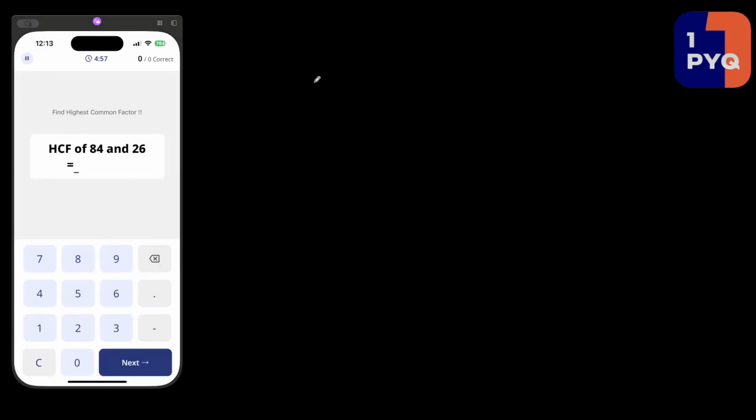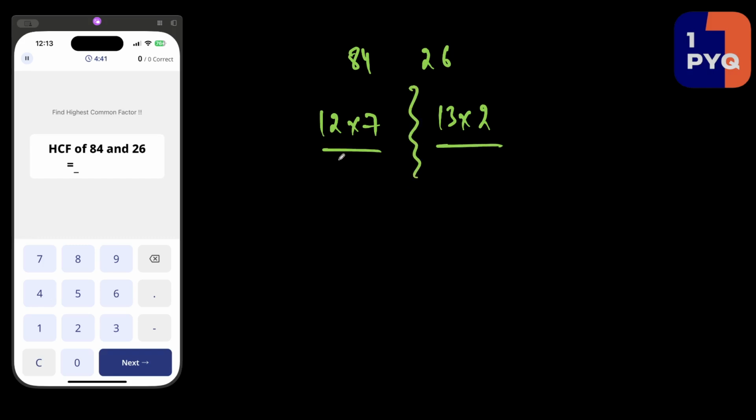HCF talks about highest common factors. We have 84 and 26 here. So this is 12 into 7 and this is 13 into 2. We have to find out the highest common factor. I think there is a 2 here and there is a 2 already here. So I don't think there is anything bigger than this which is common to the both of them. So 2 is my answer.